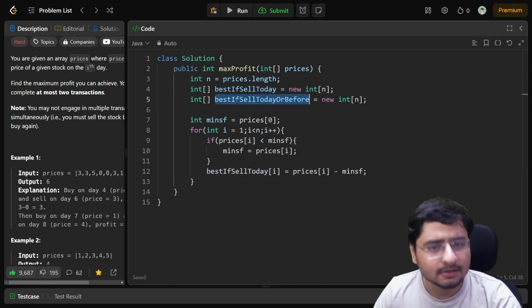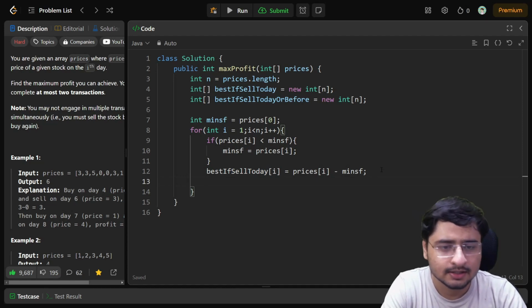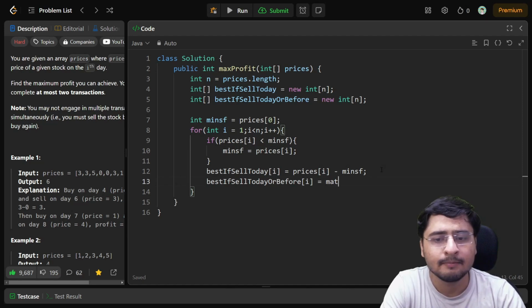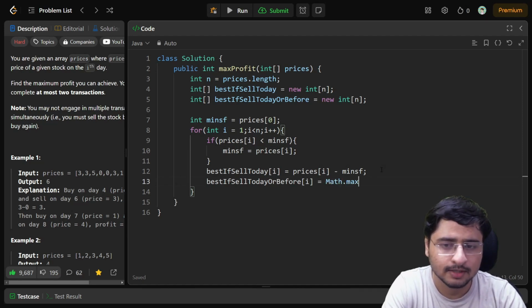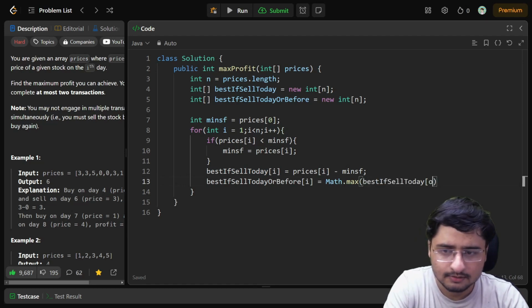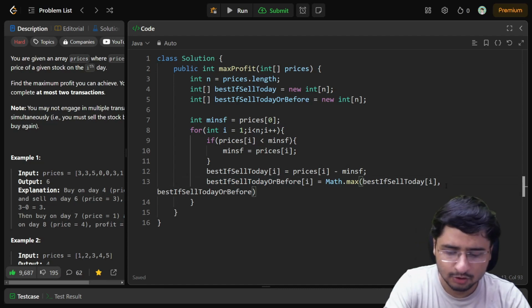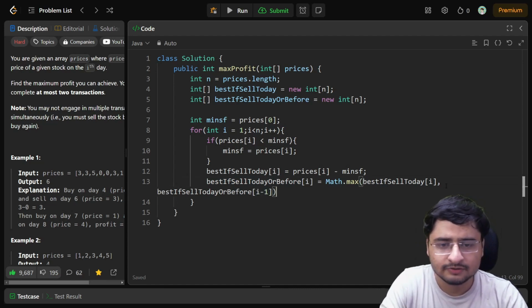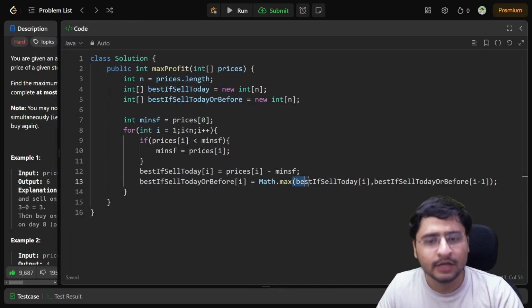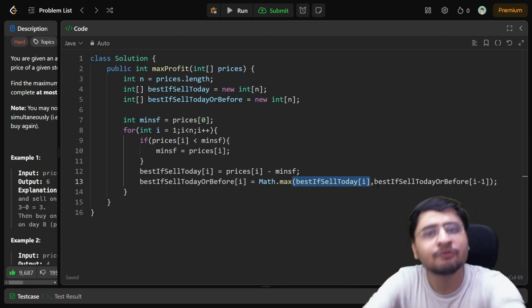We can parallelly create this array as well. What we are going to simply do is say that this particular array of i is equal to Math.max of best if I sell today of i, comma, this particular array at i minus 1. So this will consider all the cases. Basically today's day versus the previous day, whichever is the max, I'll just take it forward, right?